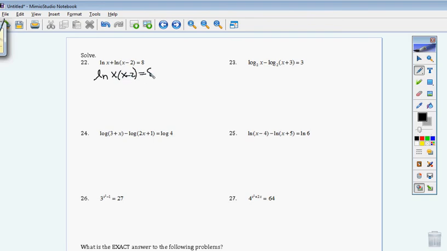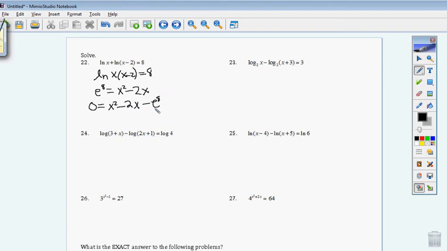Well, we cannot drop the logs here because we don't have a log on this side. We can't get rid of those logs. So what we do is convert to exponential form. So that would be e to the 8 power equals x squared minus 2x. This is base e, so I just converted to exponential. So this isn't going to be beautiful, but I can make this a 0. I could go x squared minus 2x, and then minus e to the 8th power.